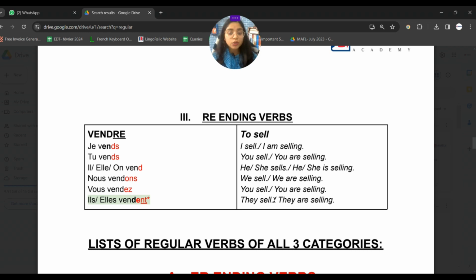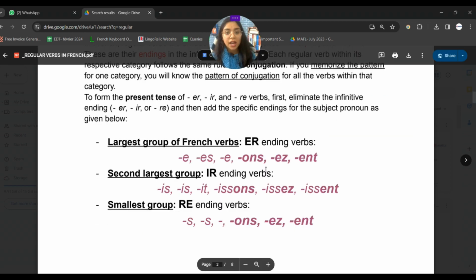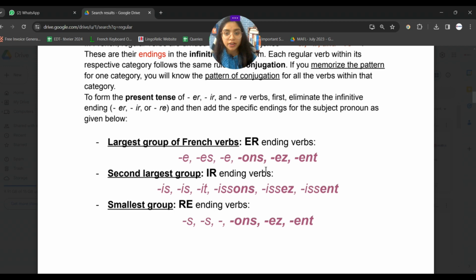That's it. That's how you conjugate the verbs from the ER ending, IR ending and RE ending verbs. Let's again quickly look at all of the endings here for the three groups. So for the largest group of French verbs, you have ER ending verbs. The endings are E, ES, E, ONS, EZ, ENT. In French, you can even pronounce them as ES, ONS, EZ, ENT.